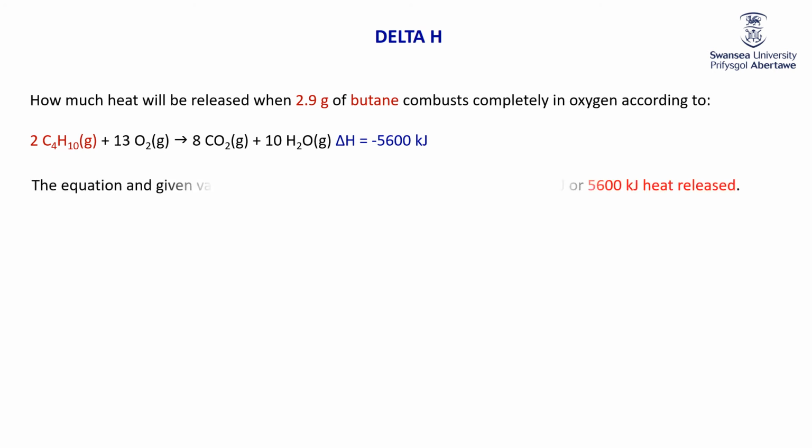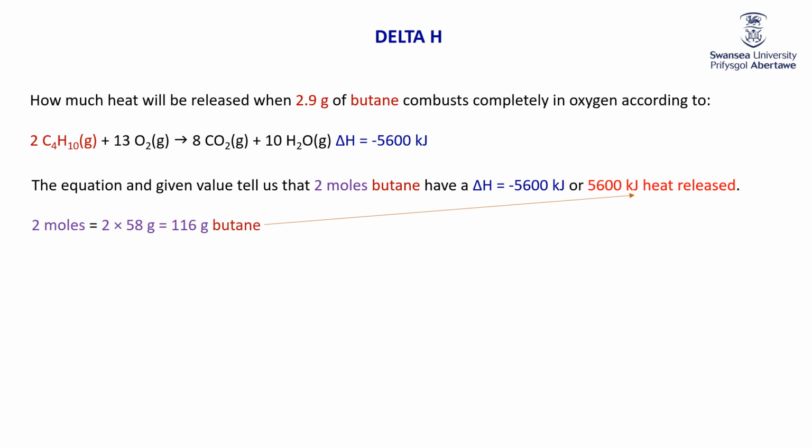Now what this tells us is that when 2 moles of butane combust, the heat change is minus 5,600 kilojoules, or 5,600 kilojoules of heat released. Okay, 2 moles, 5,600 kilojoules of heat released. Now 2 moles is 2 times the molar mass of butane. 48 plus 10 is 58, so 2 times 58 is 116 grams of butane. So 116 grams of butane, 5,600 kilojoules.